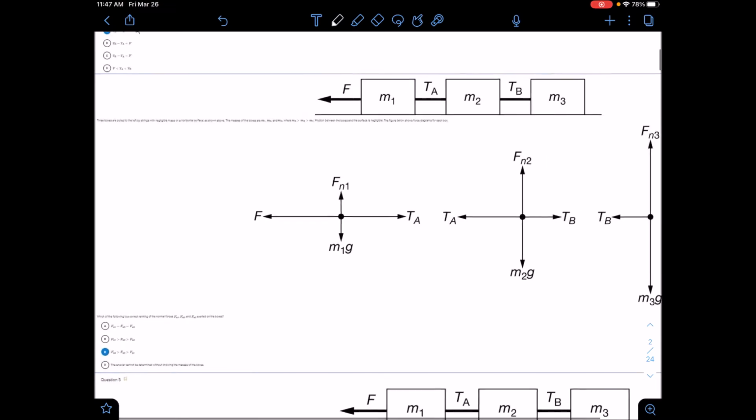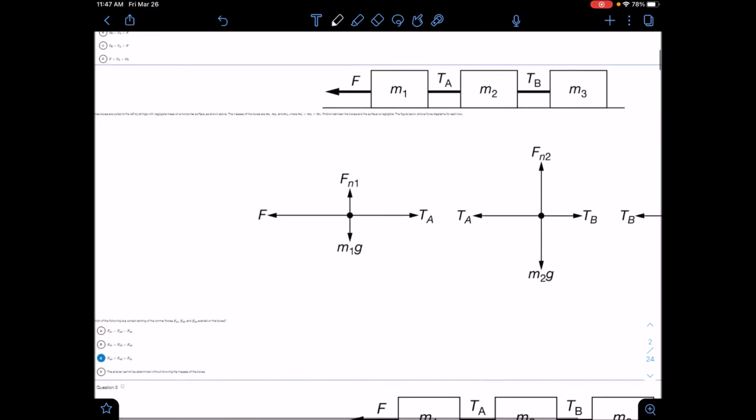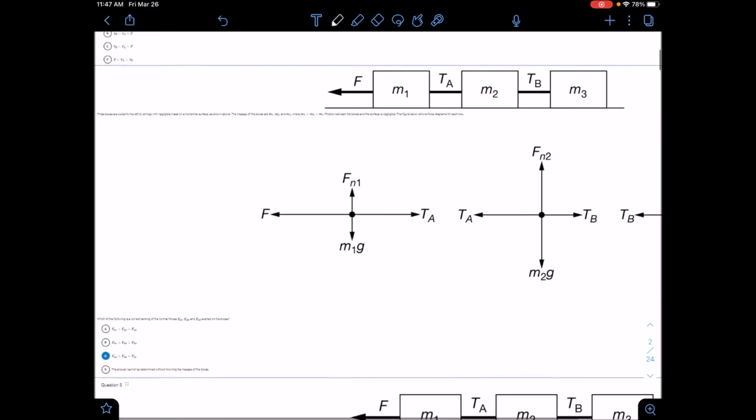Alright, question 2. So these questions are continuations of each other. It says, which of the following is a correct ranking of normal forces F normal 1, F normal 2, and F normal 3. Sorry, it's a bit hard to read on the boxes.